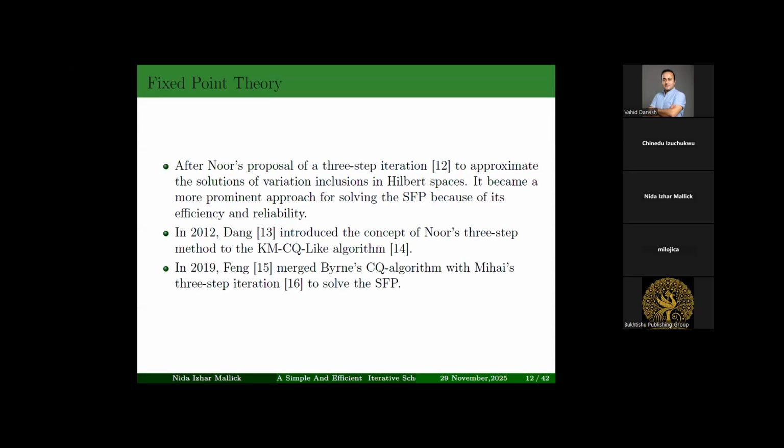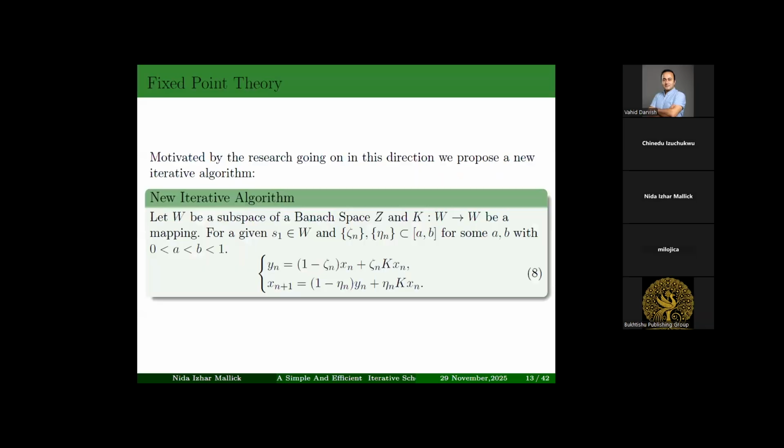Further, in 2019, Feng merged Byrne's CQ algorithm with Noor's three-step iterative scheme to solve the SFP. Motivated by the research going in this direction, we propose a new simple iterative scheme defined by equation number 8. Here we took W, a subspace of a Banach space Z, and a mapping K from W to W, for a given s1 belonging to W, and zeta and eta n contained in the closed interval [a, b] for some a and b lying between 0 and 1. The scheme is defined as equation number 8.